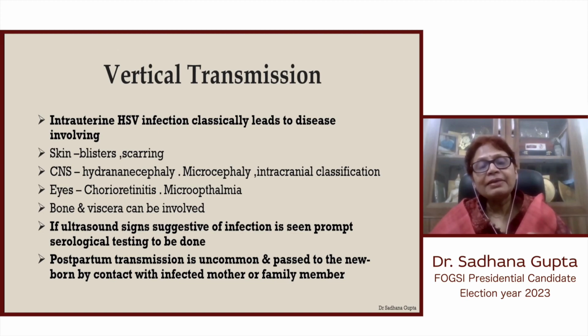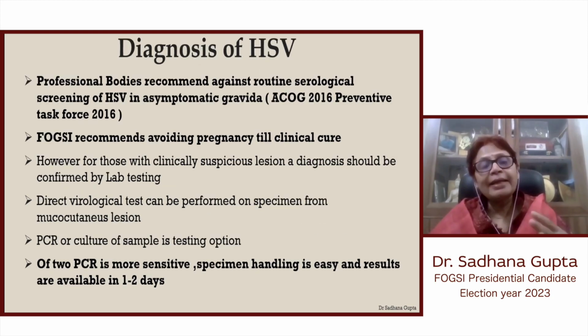So when you see an ultrasound suggestive of infection, we have to consider all the TORCH etiologies. However, for HSV, the labor room protocols and the obstetrical protocols play a very important role. If there is an active lesion, then cesarean section is recommended by FOGSI as well as ACOG. For diagnosis, you can have the viral culture of the sample and you can have the PCR.